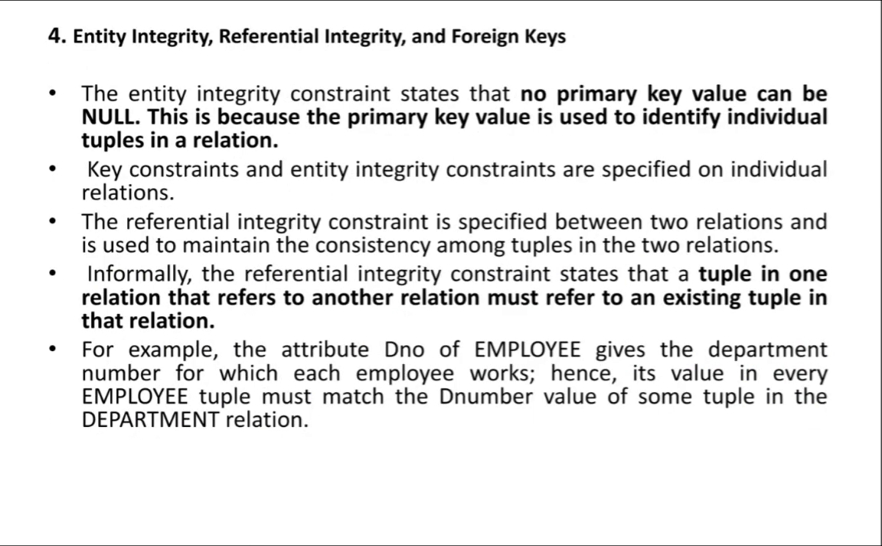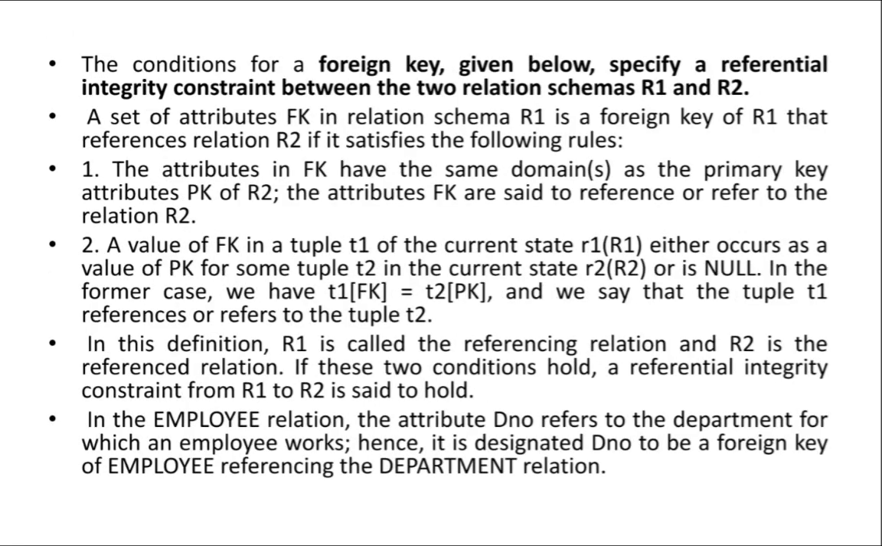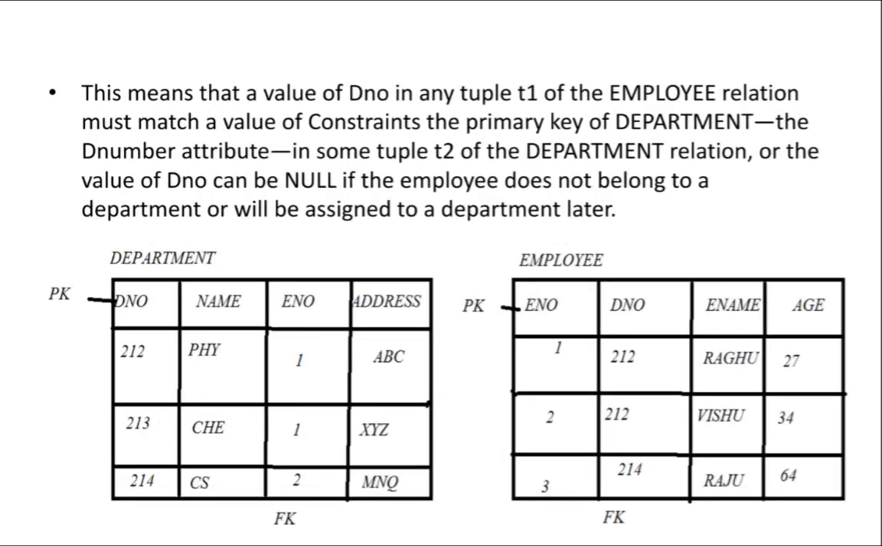So what is a referential integrity constraint? The referential integrity constraint is specified between two tables, that is, two relations, and it is used to maintain consistency among the tables. If you want to relate two tables, you can use the referential integrity constraint. For example, department number is the primary key in the department table, but department number is the foreign key in the employee table.